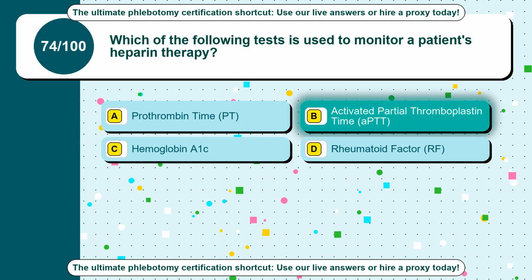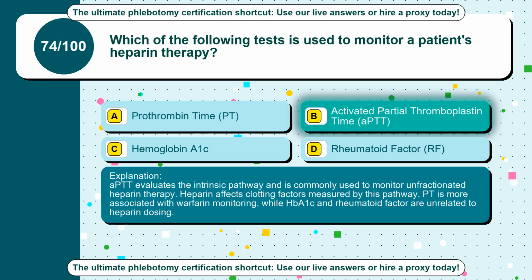The correct answer is option B, activated partial thromboplastin time, APTT. APTT evaluates the intrinsic pathway and is commonly used to monitor unfractionated heparin therapy. Heparin affects clotting factors measured by this pathway. PT is more associated with warfarin monitoring, while HbA1c and rheumatoid factor are unrelated to heparin dosing.